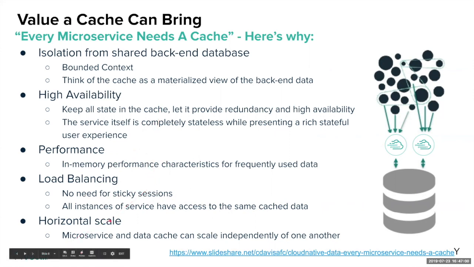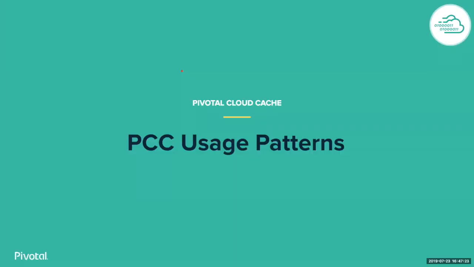And then horizontal scalability. Microservices and the data cache can scale independently. So you can scale your PCC cluster, and at the same time, you can also scale your microservices independent of each other. So that's another benefit of using the cloud cache. Any questions so far before I go to some of the usage patterns?